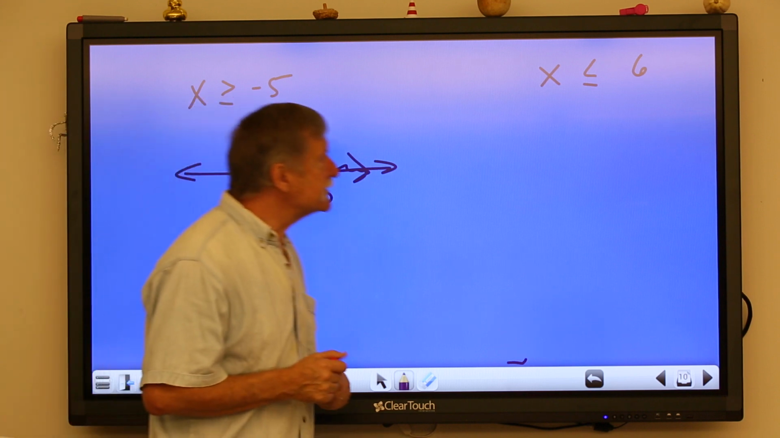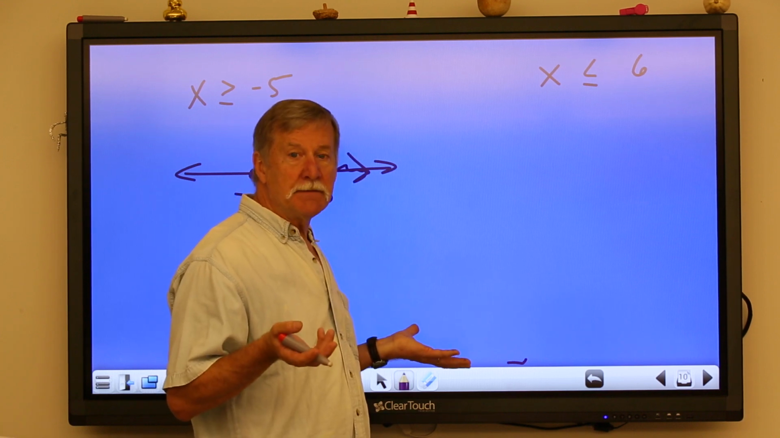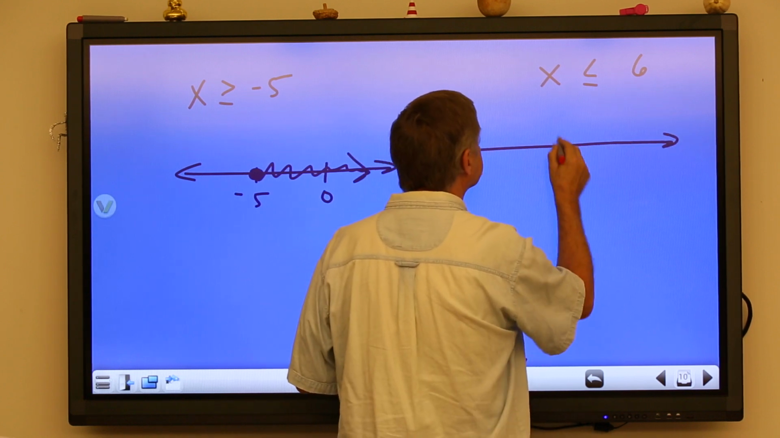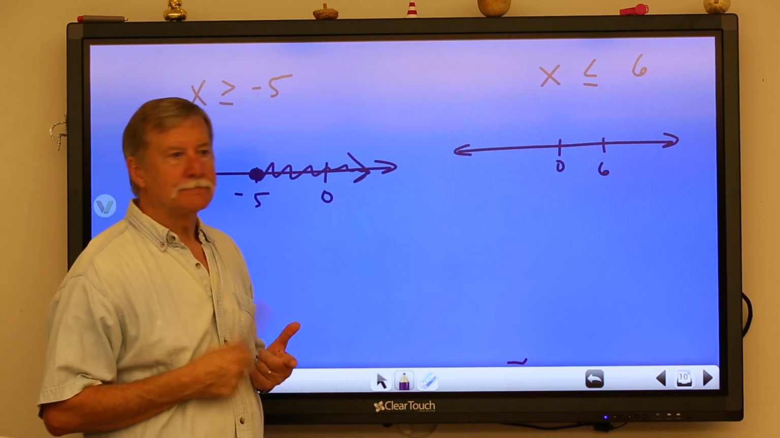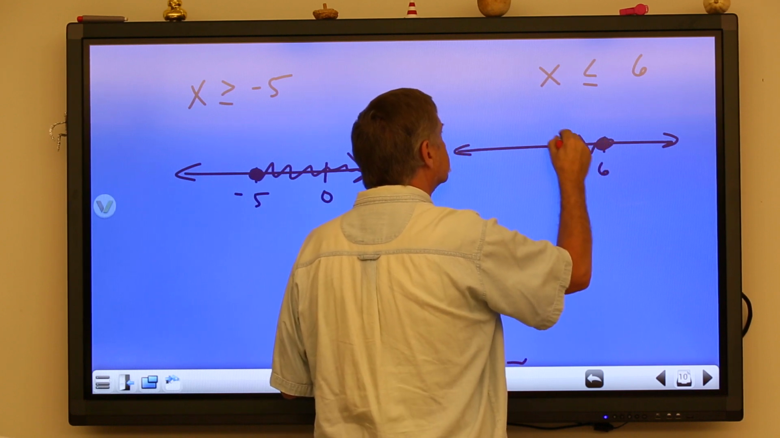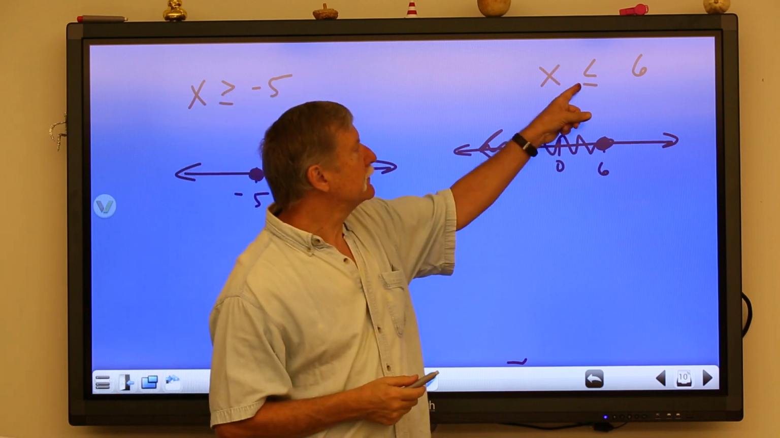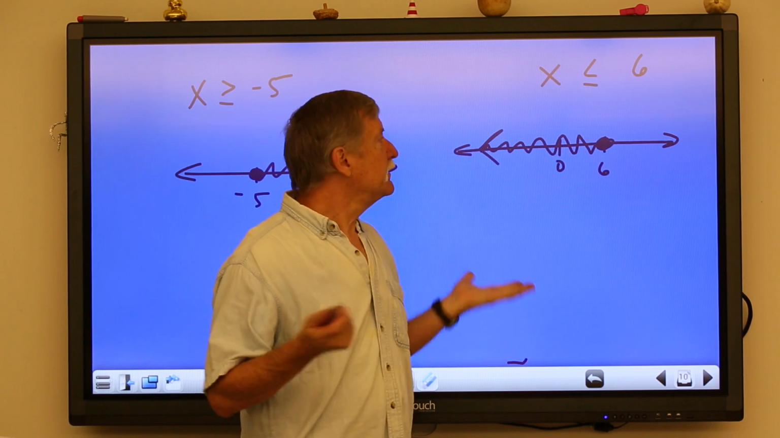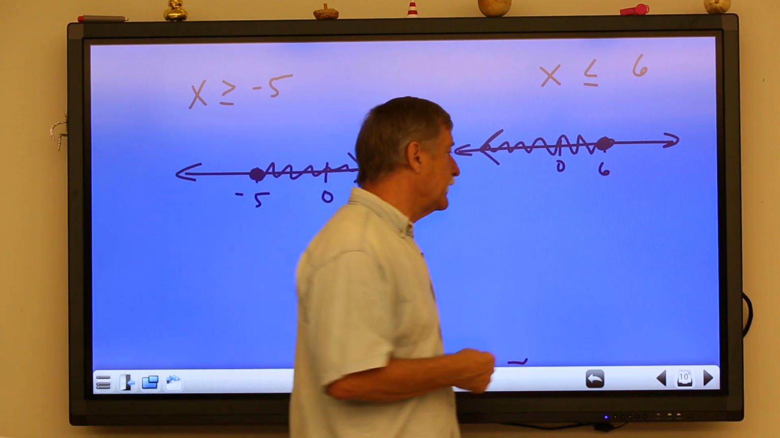How about this one? X is less than or equal to 6. Do that on your own right now. Stop the tape and we'll see if you get it right. Did you do it right? Equal to, so closed circle, shading to the left. Check your work. 0 should be less than 6. It is. It works.